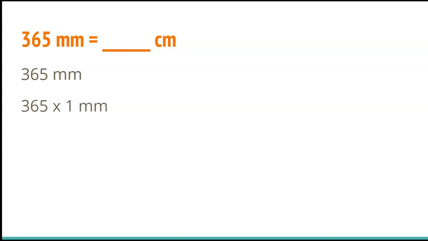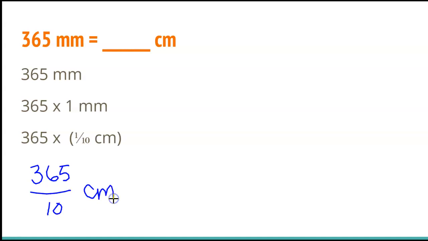We're thinking about it as 365 groups of 1 millimeter. And I'm going to think about a millimeter as 1/10 of a centimeter, because there are 10 millimeters in a centimeter. So let's go ahead and solve. That's going to be 365 tenths of a centimeter. All right, so this is where last week's practice comes into play. 365 divided by 10. What's that going to give me? Well, this is 365 tenths. I'm working with tenths. So it's going to be 36 and 5/10.